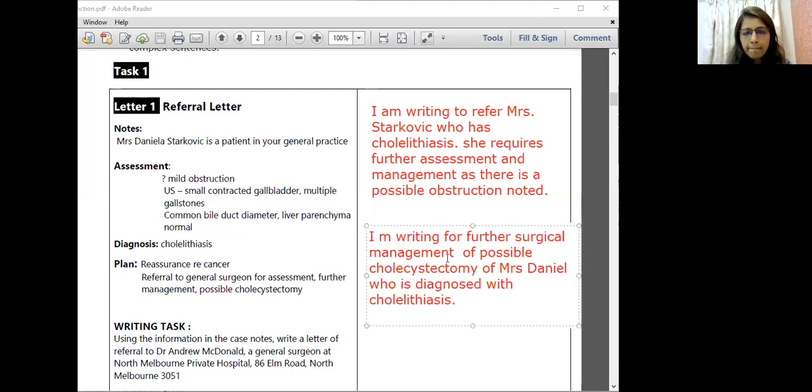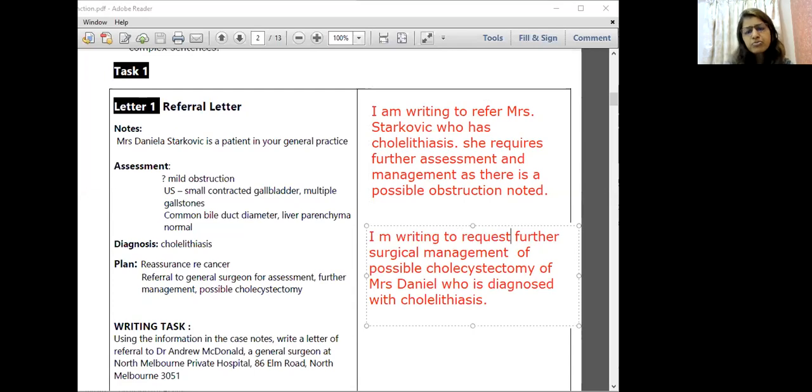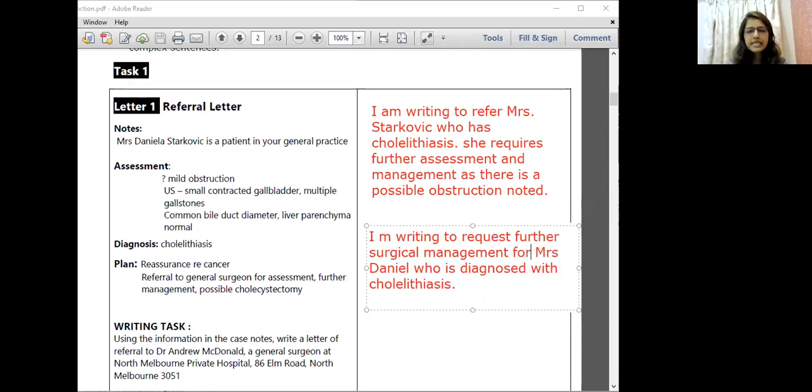Okay, so I can't say I'm writing for surgical management. You can say I'm writing to request. And "management of possible cholecystectomy" is wrong. See, management of polylithiasis is being requested, isn't it? Management of surgery, how can we request management of surgery? No. So I would probably say further surgical management for Miss Daniel or Miss Starkovic. You will need a comma after that if you're connecting a who clause. Remember, the comma after the name comes only if you're connecting a who clause after it. Okay, not every time after a name. Who is diagnosed with cholelithiasis. Okay, now this sounds perfect.